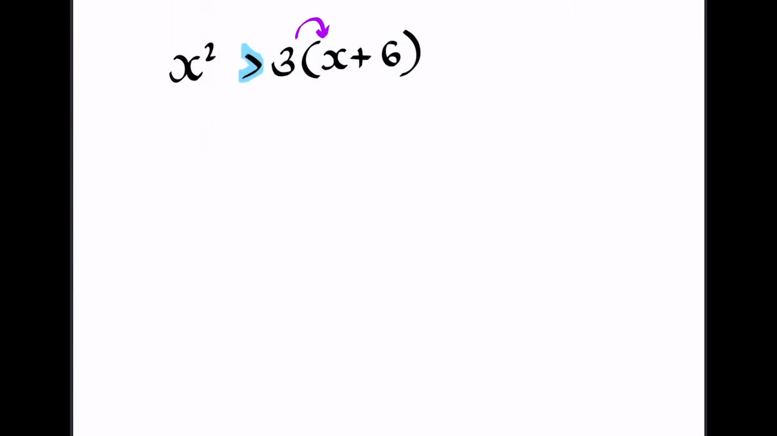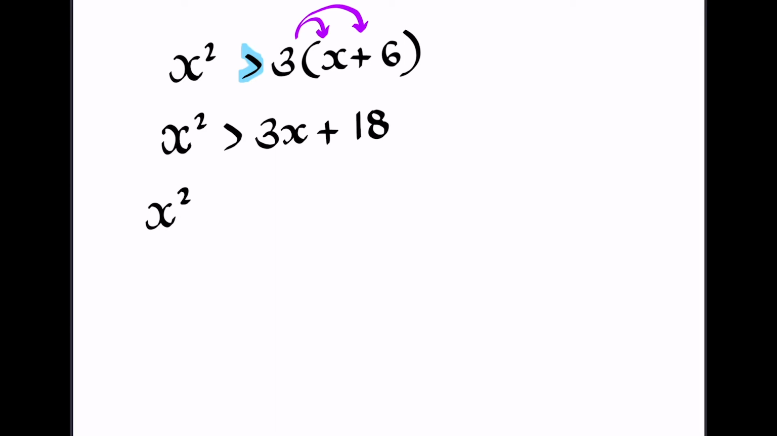I'm going to start by removing that bracket. So I have x squared being greater than 3 times x, which is 3x, and 3 times 6, which is 18. Now I'm going to take everything to one side. I'm going to leave the x squared on the left because it's positive. The 3x when it goes across becomes negative 3x. The 18 when it goes across becomes negative 18. And that will be greater than 0.